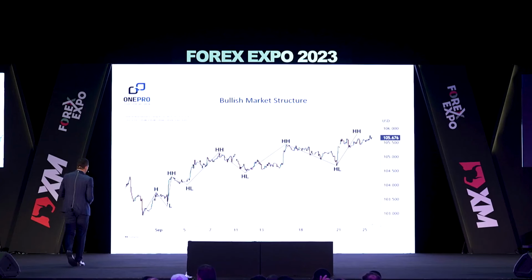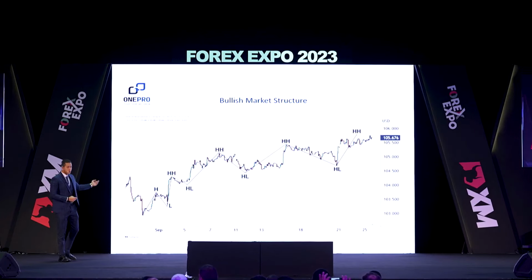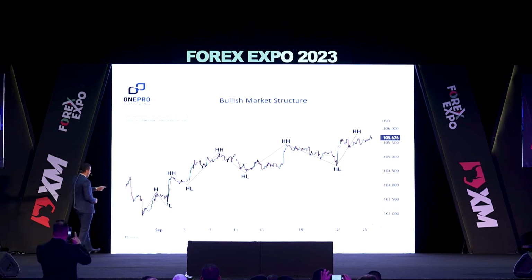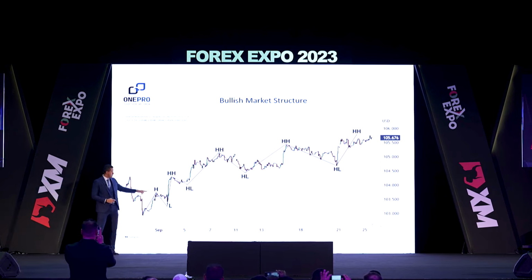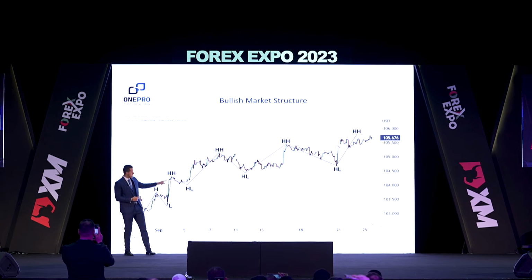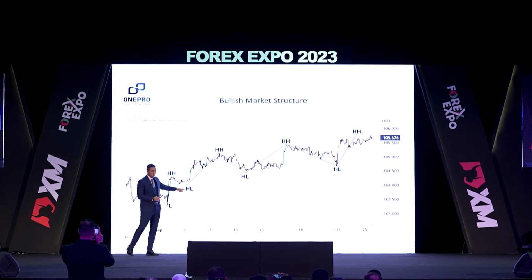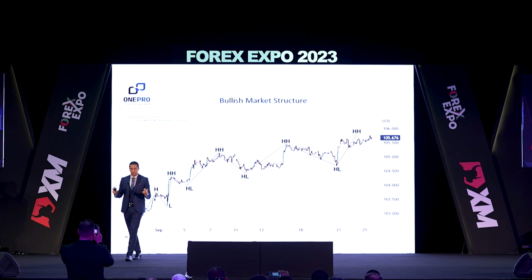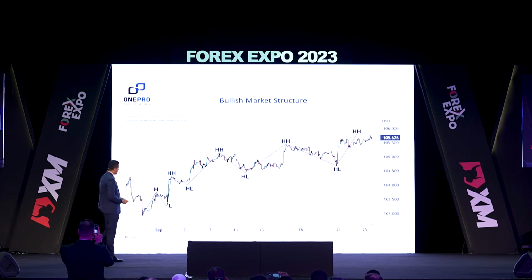So quickly, follow me with the highs and lows. Prices started forming a high right here at the beginning of September, followed by a retracement to form a low, a new HH, which is a higher high, and a new HL, a higher low. Prices continued to form higher highs and higher lows, forming a bullish market structure.